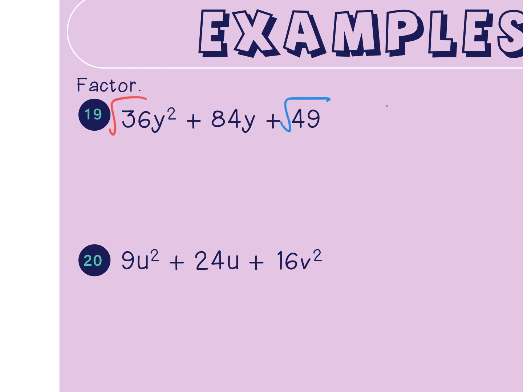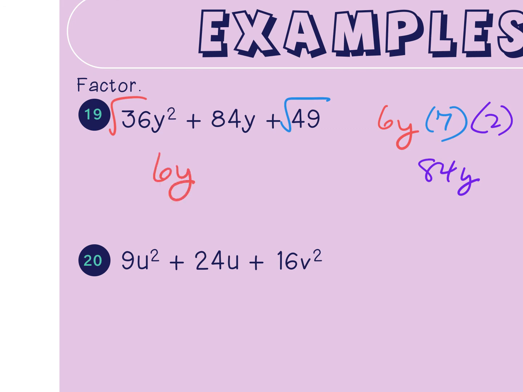The red gives me 6y. Blue gives me 7. Double it. And I get 84y, which is the middle. So this is a perfect square trinomial. So 6y, sign in the middle is plus, and the square root of 49 was 7.